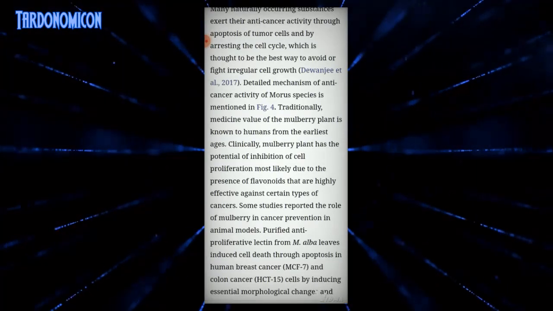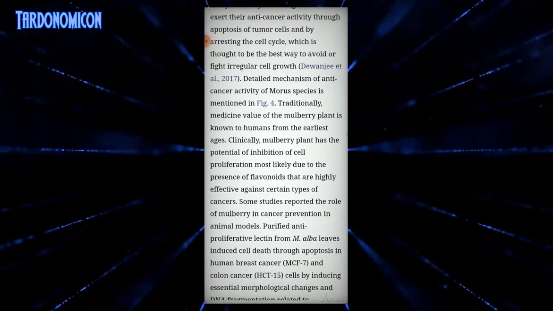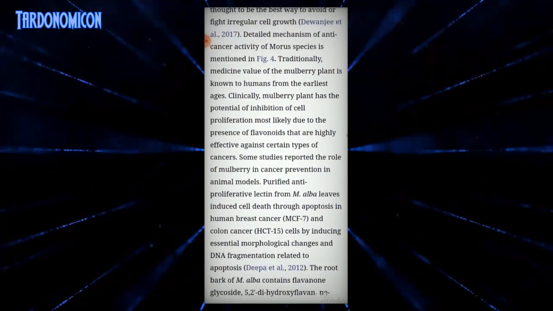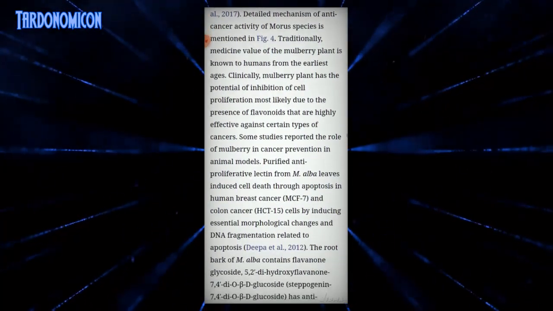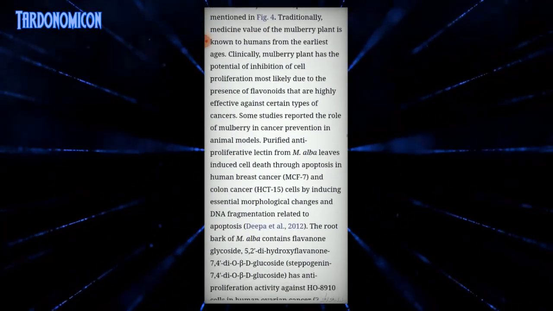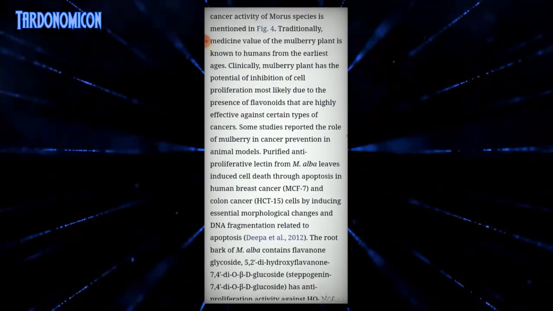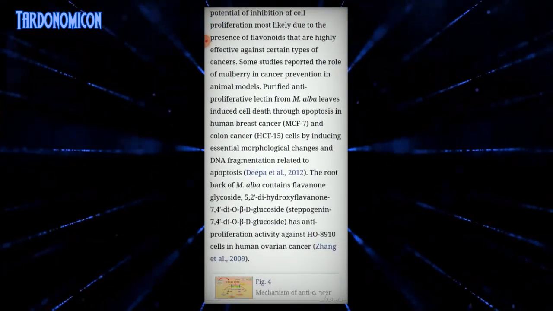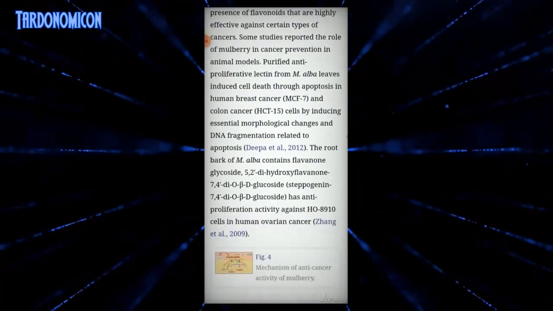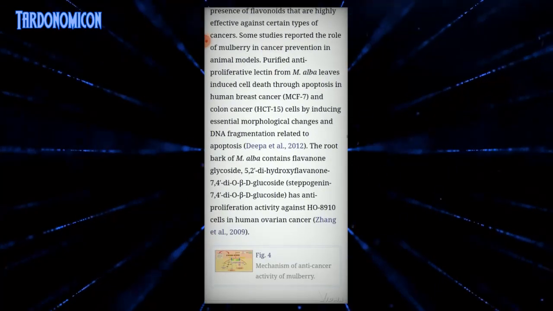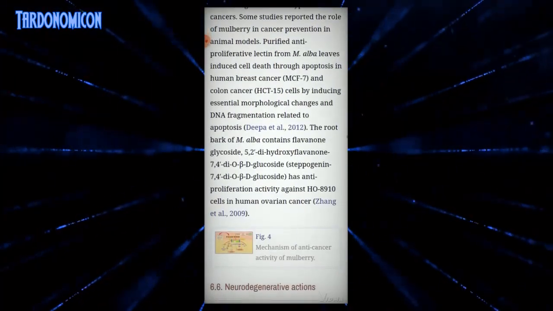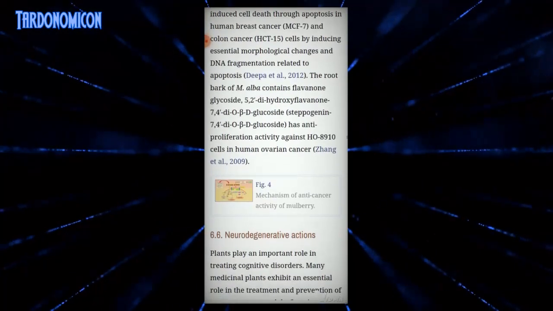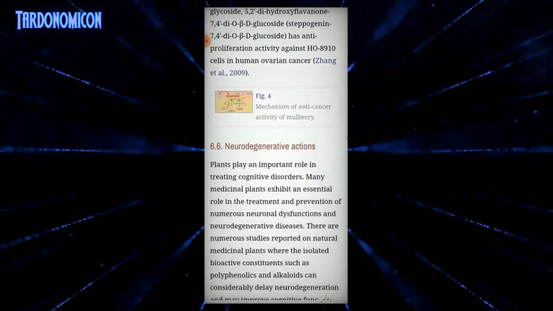Detailed mechanism of anti-cancer activity of Morus species: the traditional medicine value of the mulberry plant has been known to humans from the earliest ages. Clinically, the mulberry plant has the potential of inhibiting cell proliferation, most likely due to the presence of flavonoids that are highly effective against certain types of cancer. Some studies reported the role of mulberry in cancer prevention in animal models. Purified anti-proliferative lectin from M. alba leaves induced cell death through apoptosis in human breast cancer and colon cancer cells by inducing essential morphological changes and DNA fragmentation.